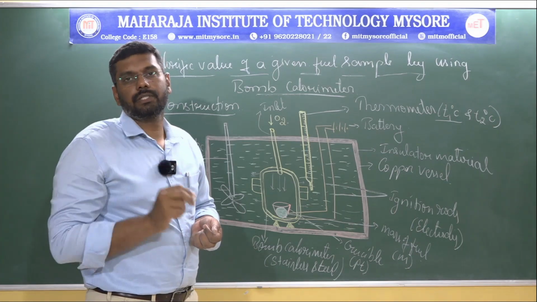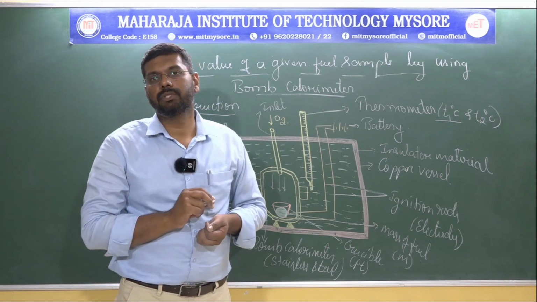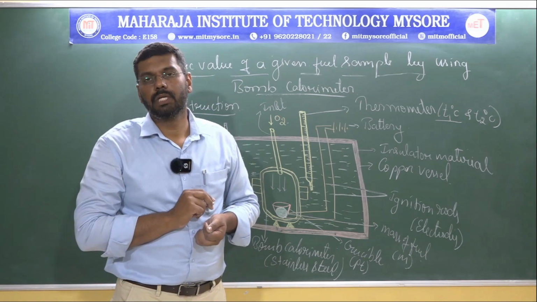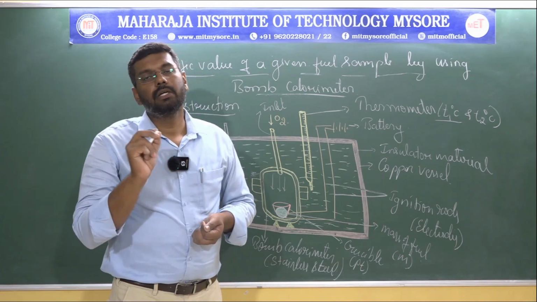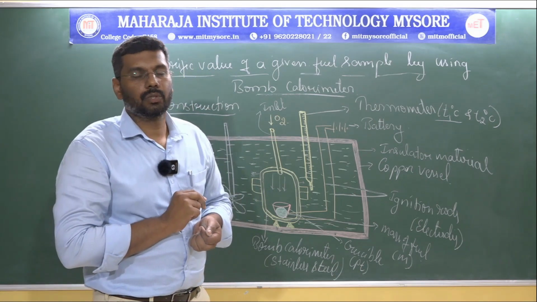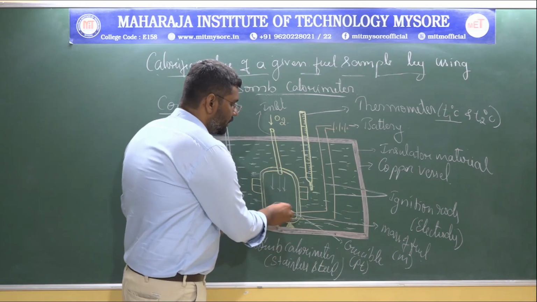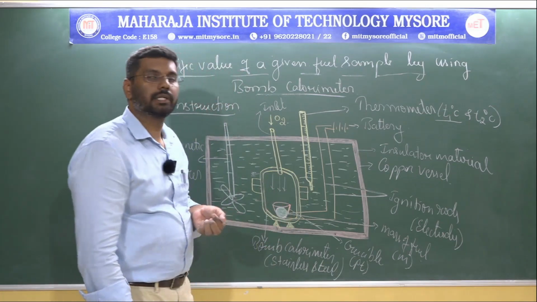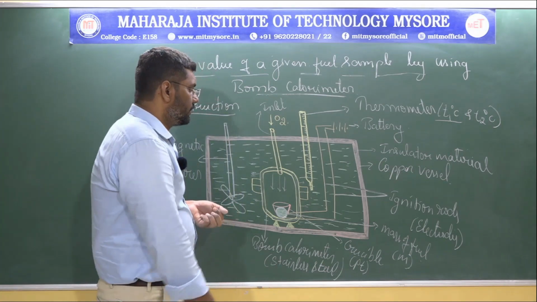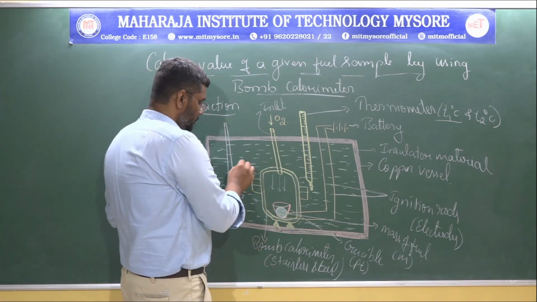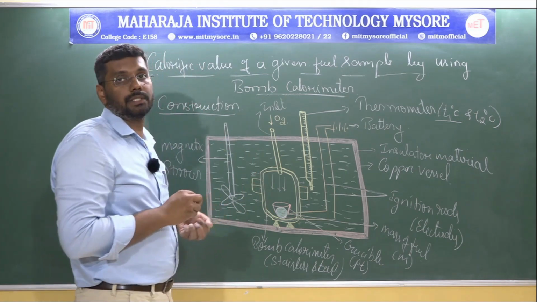If you consider a solid, you are considering it in terms of grams or kilograms. If it is a liquid, you are considering it in terms of ml or cm cube. So only solids and liquids can be taken inside this crucible. That is, by using this bomb calorimeter you can calculate calorific value. If this is clear, then we shall know what further process happens here.